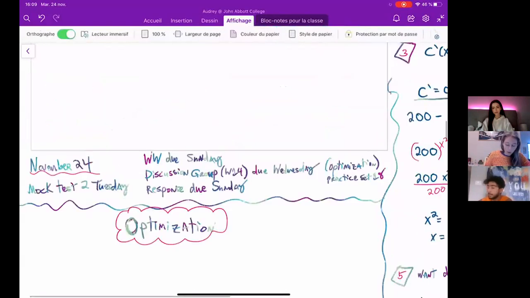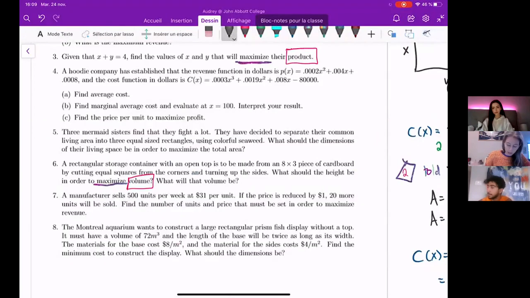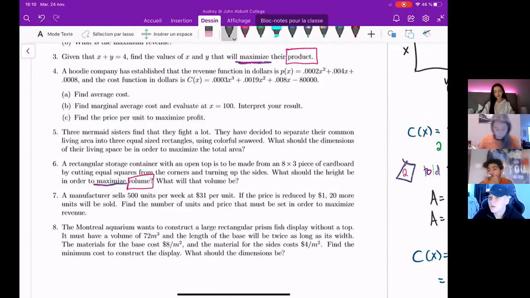So I want you guys to read question 5. There is a line missing from question 5, so let me add it real quick. Okay, let me know in the chat when you are done reading question 5.